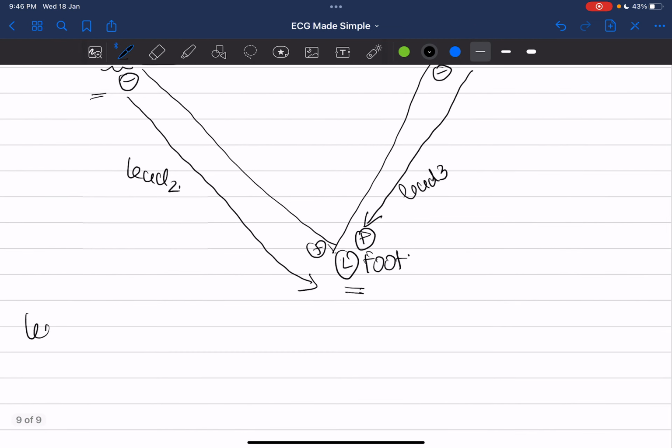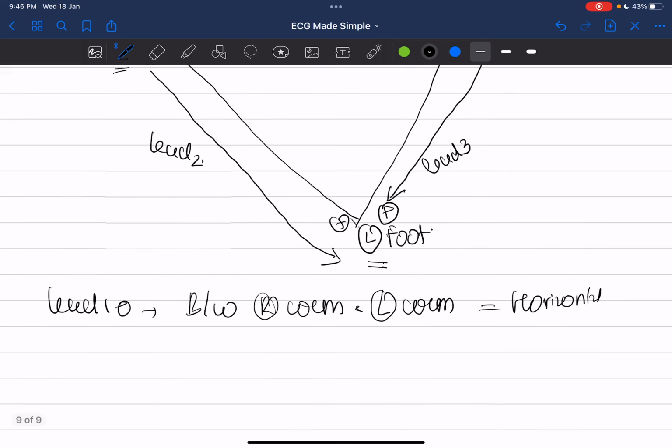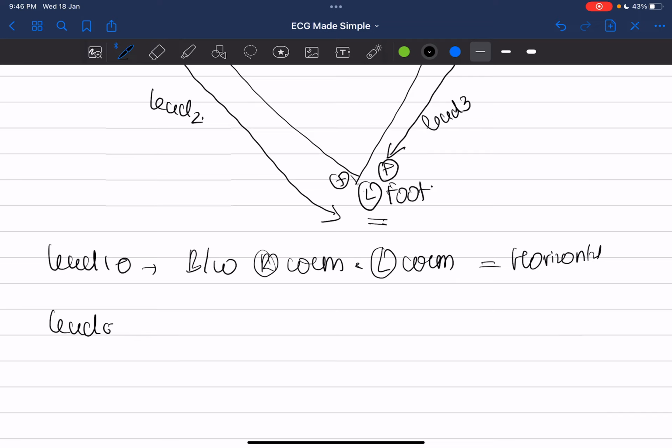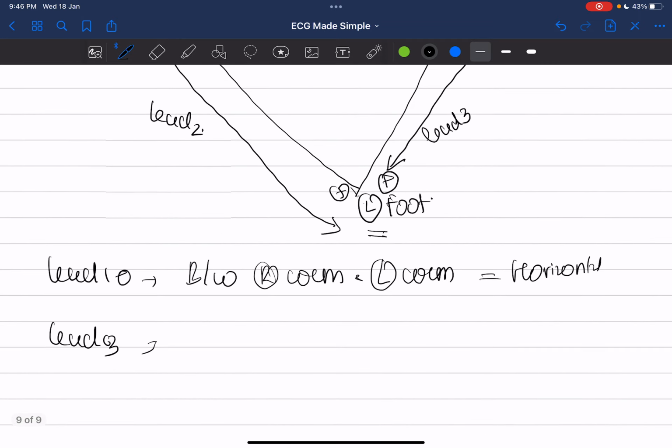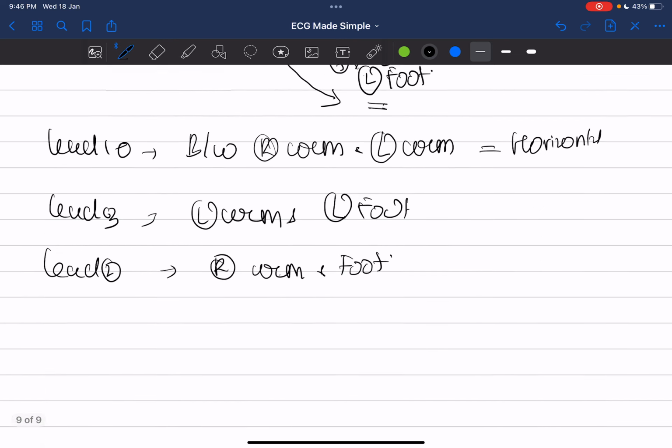So lead 1 measures the potential difference between both arms, between the right arm and left arm, and it is the horizontal lead. Lead 3 is between the left arm and the left foot, and lead 2 is between the right arm and the left foot. So this is the direction, and which is the positive and which is the negative we have known.